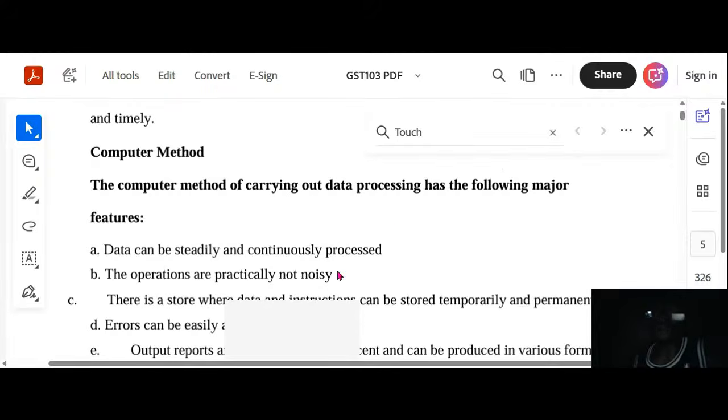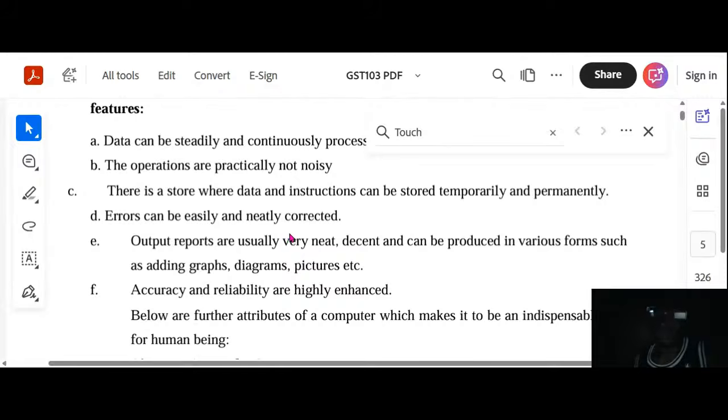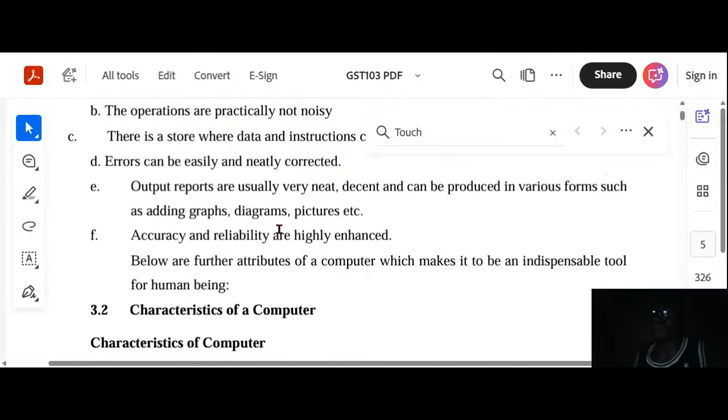Now, the advantages of the computer method. When you are actually using the computer method, you have the advantage of speed and accuracy. It's flexible, and reports are clean and neat. In fact, these are not just things you need to cram. You know the advantage you are getting now using the computer to process data.